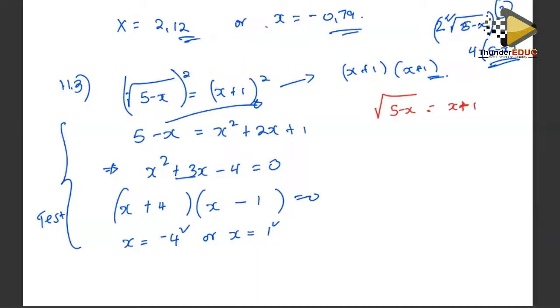So you don't have to show us this step of testing. Okay, just use your calculator, punch these numbers back. If the left-hand side gives you what is on the right, then that's the solution we need. If it doesn't, then we kick it out.